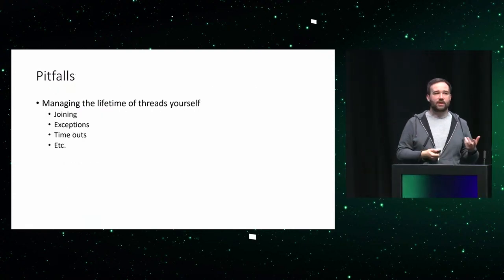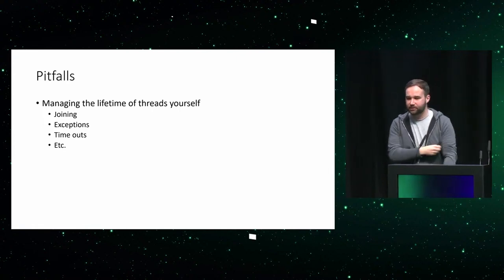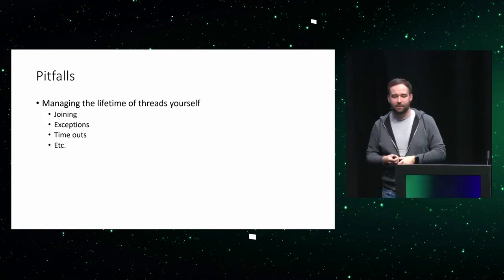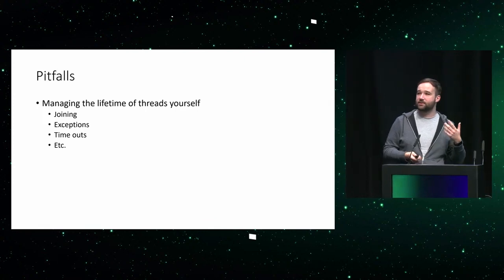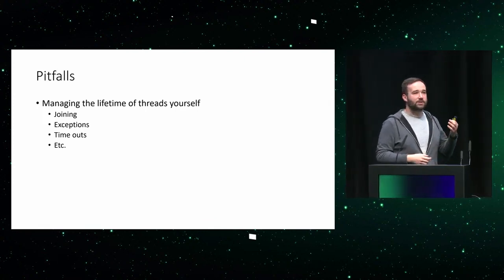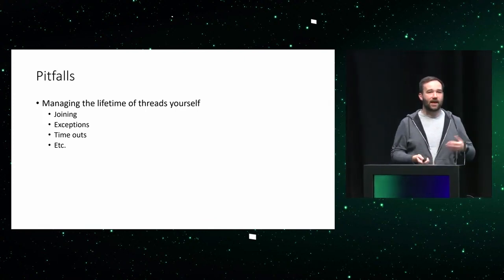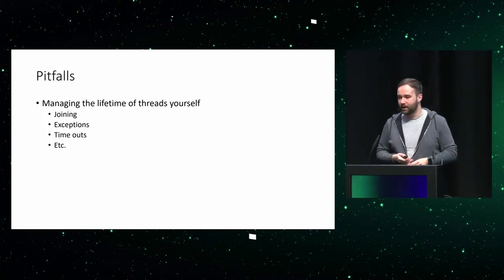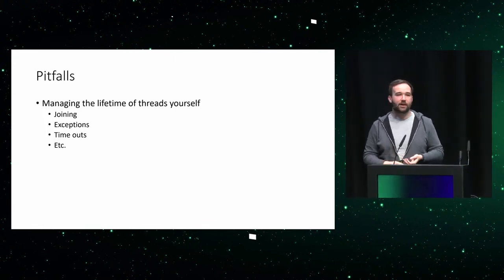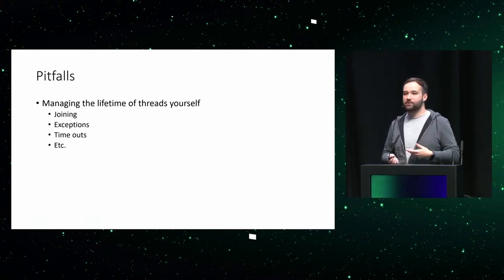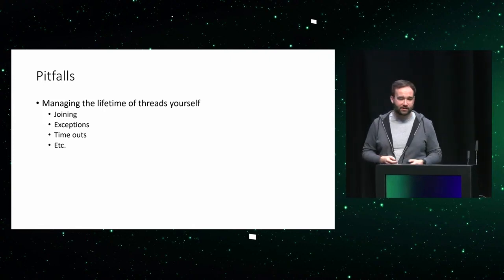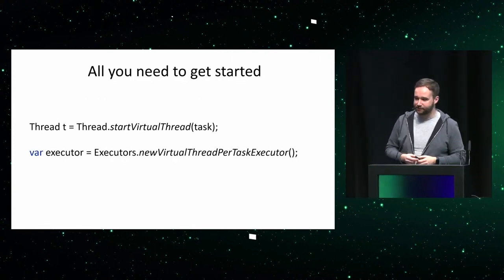So the pitfalls really of the structured concurrency part is really managing the lifetime of threads yourself. Structured concurrency makes it that much easier to say when a virtual thread has to live or be stopped. So with joining, exceptions and timeouts, you don't have to create that yourself anymore, but with structured concurrency it all comes out of the box. And you don't have to write tests for it, which is always very nice.